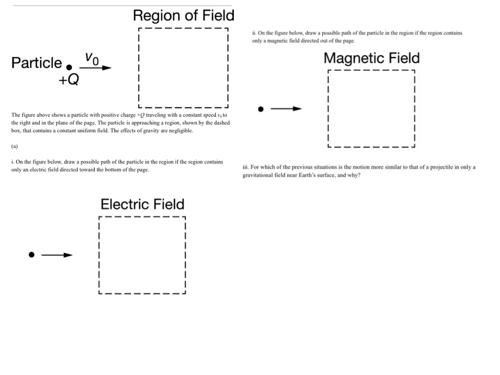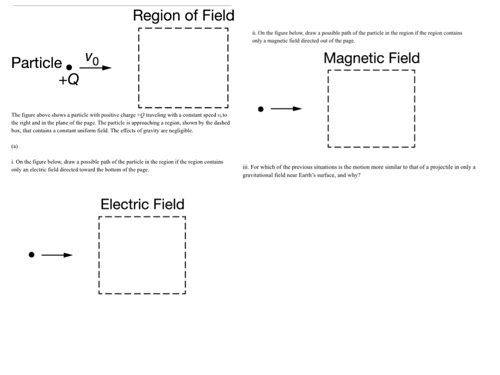Alright, the figure above shows a particle with positive charge +q traveling with a constant speed v0 to the right and in the plane of the page. The particle is approaching a region shown by the dashed box that contains a constant uniform field, and the effects of gravity are negligible. Part A.